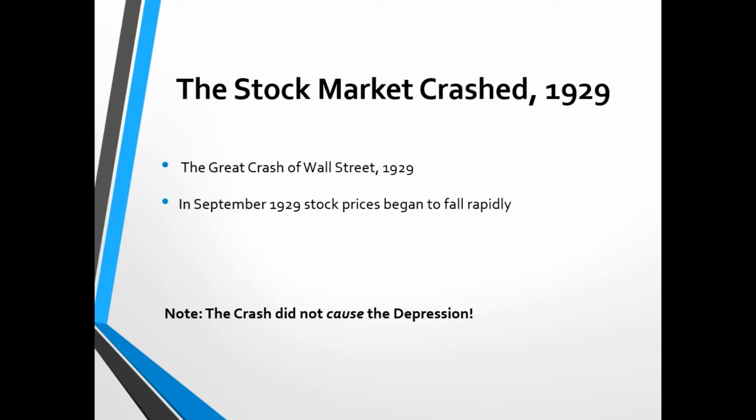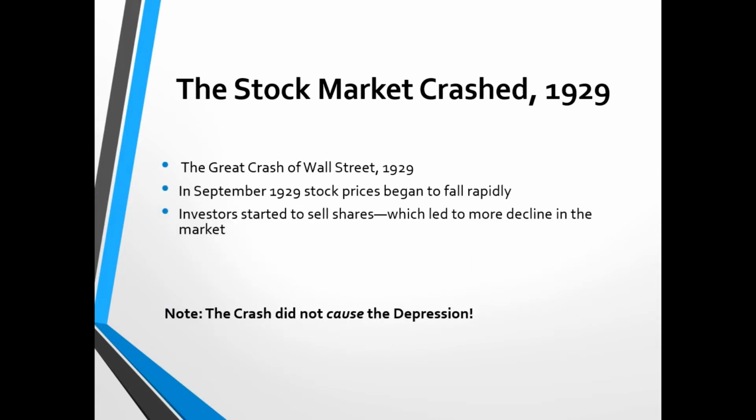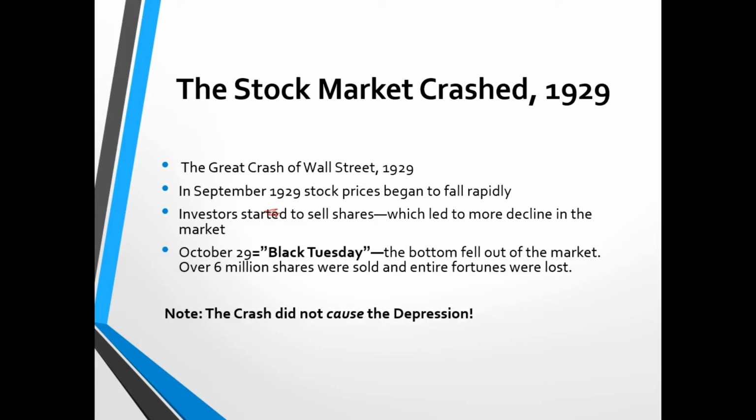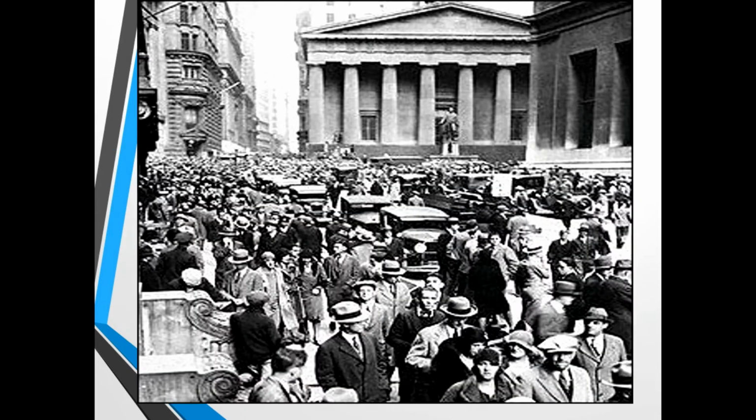Now, what happened was the stock market crash in 1929. In September of 1929, stock prices started falling. Investors started selling shares because of uncertainty, which led to more decline in the market. October 29 was termed Black Tuesday. There was another day known as Black Friday, when the markets fell to their bottom. Over 6 million shares were sold, and this led to great disruption.